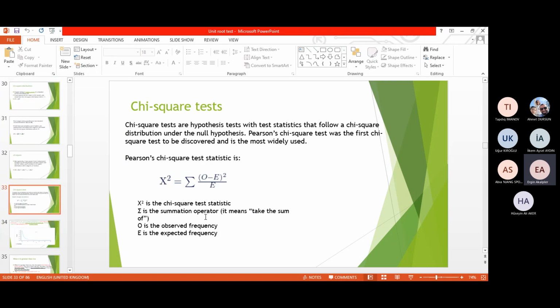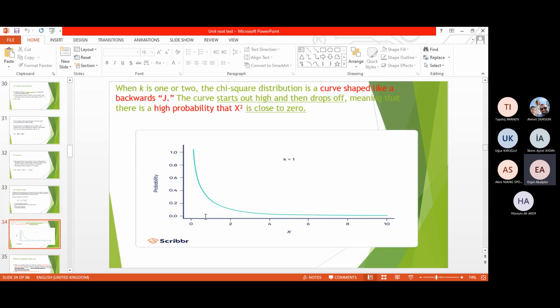The chi-square tests are hypothesis tests with a test statistic that follows a chi-square distribution under the null hypothesis. Pearson's chi-square test was the first chi-square test to be discovered and is the most widely used. The Pearson's chi-square test statistic is X square equals sigma, O minus E in brackets to the power of 2, divided by E. E is the expected frequency, O is the observed frequency, sigma is the summation operator, and X square is the chi-square test statistic. The k is 1 or 2.